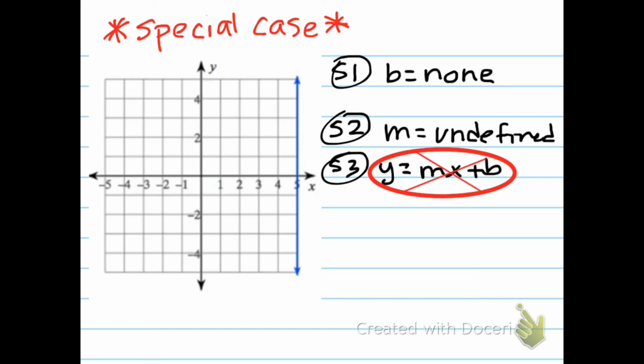Okay, what I am going to use is another form, but it's going to start with an x, and then I'm going to show at what x value it's crossing. And so it's crossing right here at positive 5. So my equation is just going to be x equals 5. Okay, and that's it. This is a very special case. If you have undefined for your slope, it's basically going to be x equals, and then wherever it crosses the x-axis.